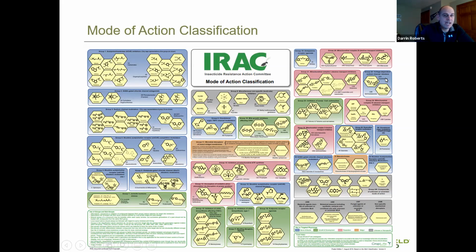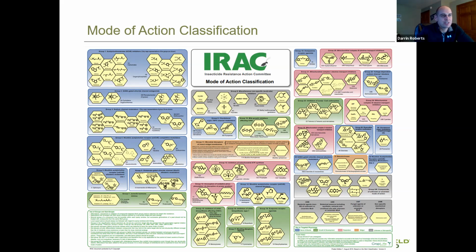As far as different modes of action, here's a very simplified version, I'm sure. That's actually kind of a joke, but we have this committee here, the Insecticide Resistance Action Committee, and they've put together this one-pager, kind of a little poster, where they put all the different modes of action. There's 29 so far, 25 or 29 different modes of action of insecticides on the market.